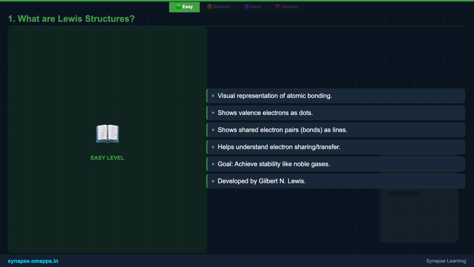It's a simple diagram that uses dots for valence electrons and lines for shared electron pairs, or chemical bonds. It's like a blueprint showing us how atoms share or transfer electrons to become stable, just like noble gases.